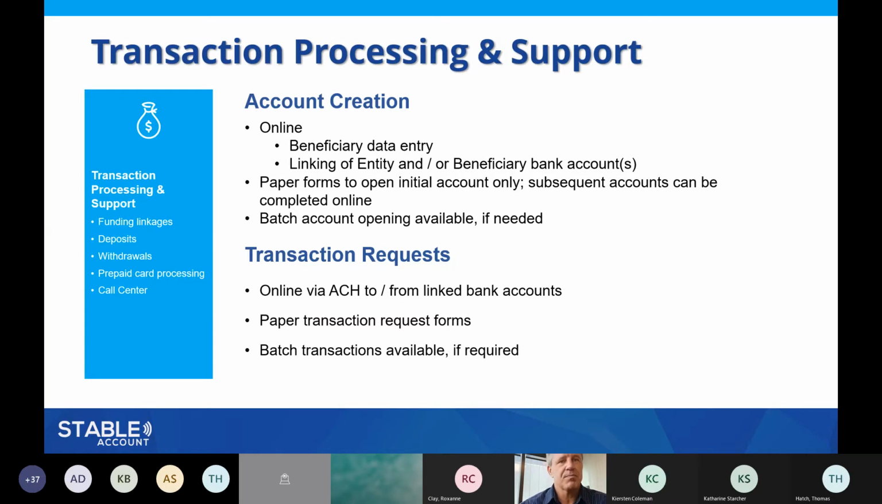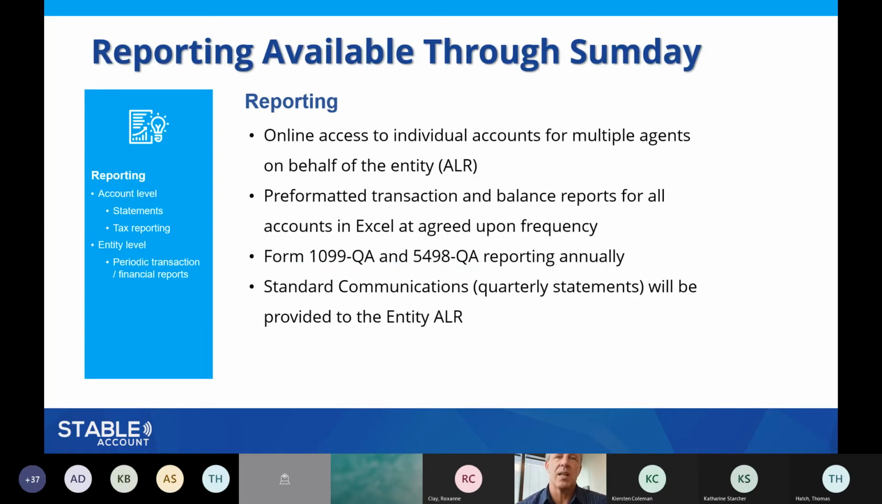How about reporting? This is one I wanted to stop and highlight a little bit, because there are going to be some unique things that can be done here. So, online access to individual accounts for multiple agents on behalf of the entity. Here's where I'll start. Each account holder automatically has posted to their account quarterly an account statement and annually tax forms. The tax forms are listed here: a 1099-QA and a 5498-QA. Those are automatically posted to each beneficiary account that's set up in the system.